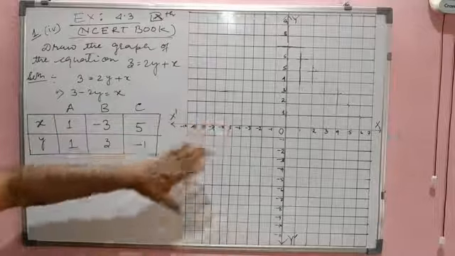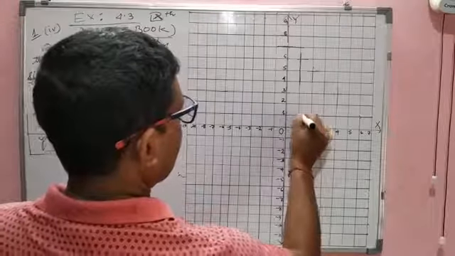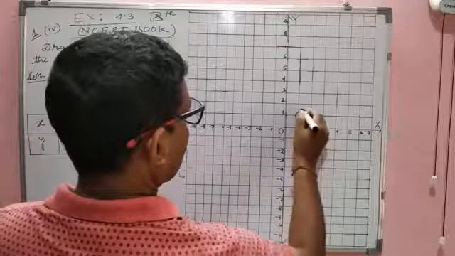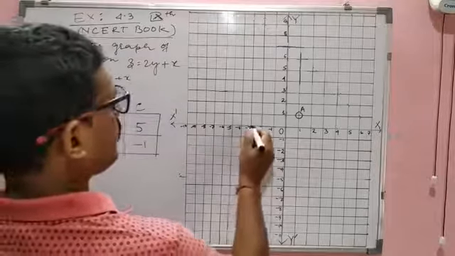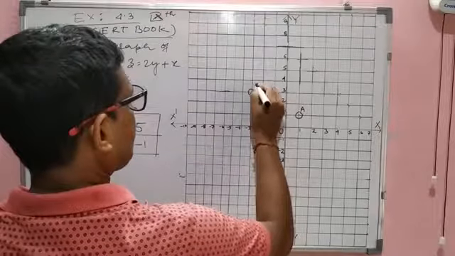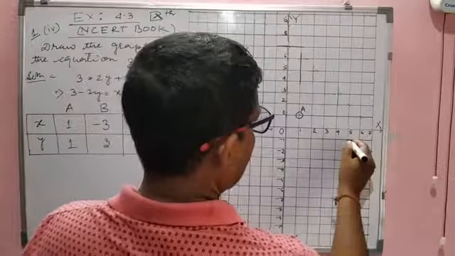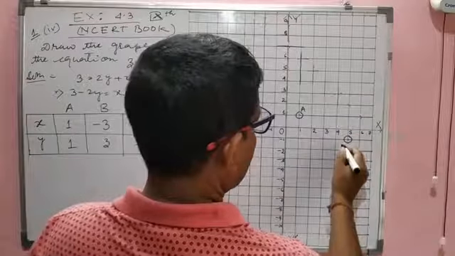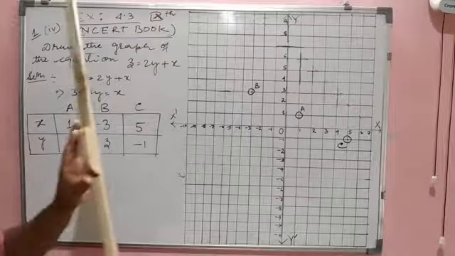Now let us put all these on the graph paper. You see here the point A (1, 1). Next, B (minus 3, 3). Then C (5, minus 1). So the points are plotted on the graph paper. Now let us join them.